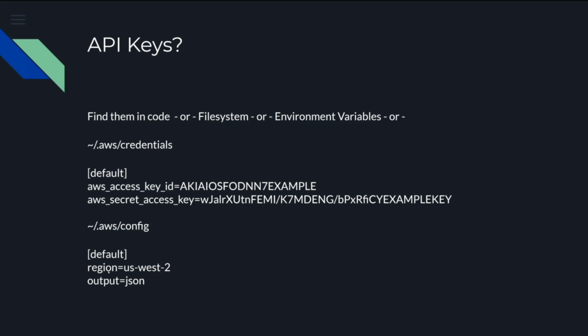There's other files in the AWS directory that are interesting. You can know which region they probably use most if they've got that configured. So that's a good region to start looking in, because a lot of AWS stuff is geolocated around the globe.